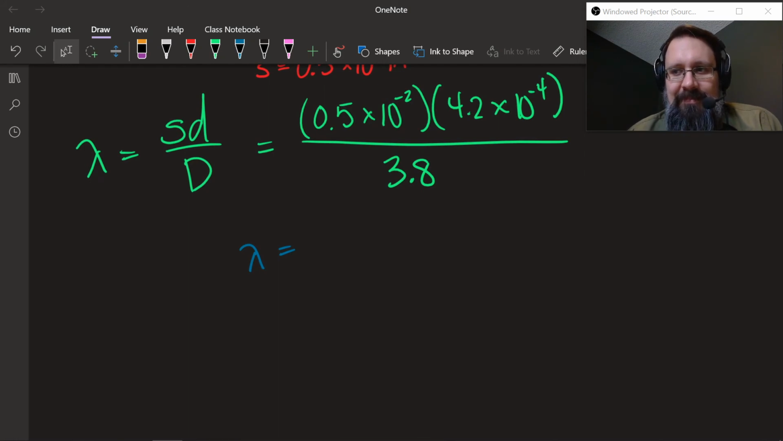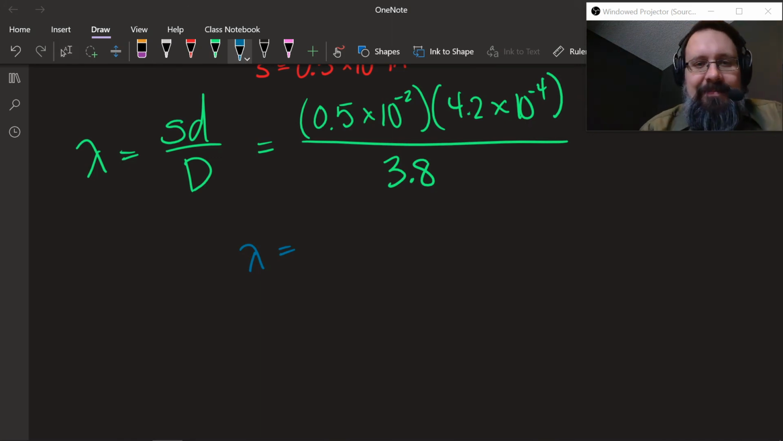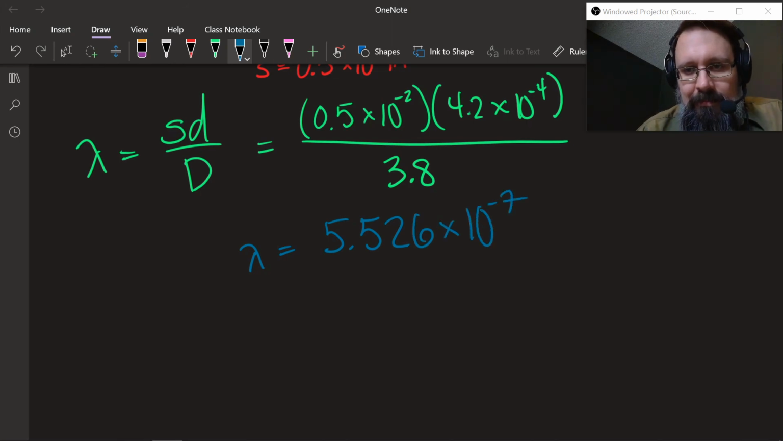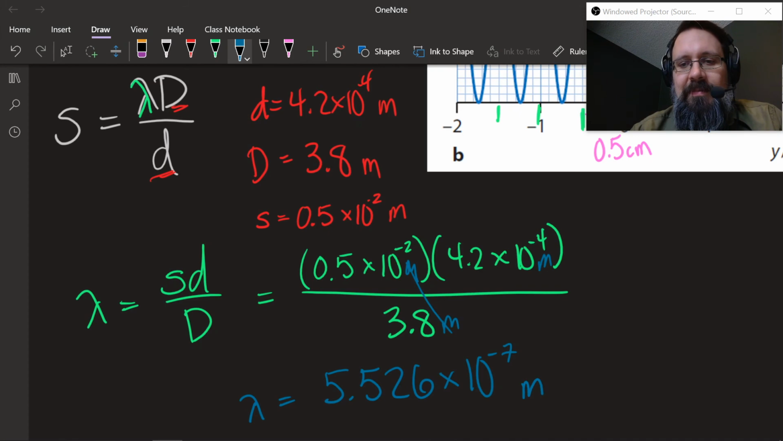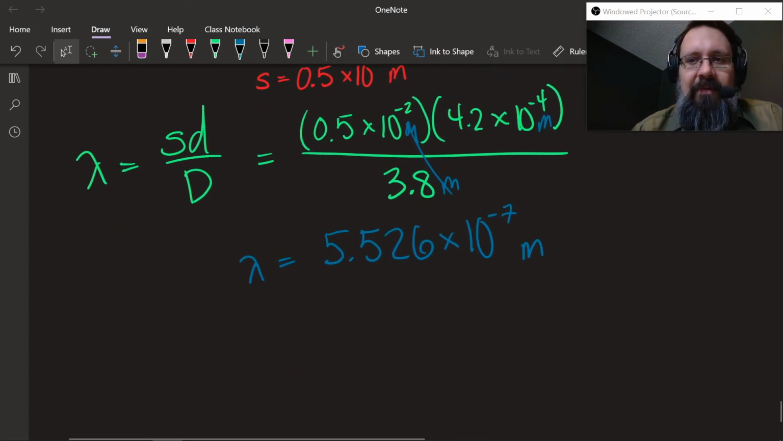5.52 times 10 to the negative 7. That's what I got. And then what's the unit? I guess I didn't carry over all the units up through all this stuff, did I? Oh, they're just all meters. You got meters, meters, meters, and so the meters are going to cancel, leaving it just with meters. So that's the wavelength of the laser.